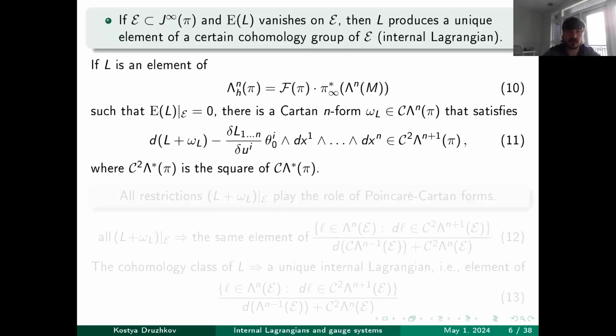Well, let's discuss internal Lagrangians, these elements of certain homologies that encode Lagrangian formalism. Let L be an element of this module of horizontal n-forms, that is, n-forms on the base space pulled back to our infinite jets, and with coefficients in smooth functions. We call such forms horizontal n-forms, and if L is a horizontal n-form such that its variational derivative vanishes on the equation manifold, then there is a Cartan form omega L that satisfies relation 11. So here we have the Dürand differential of our horizontal n-form plus the Cartan form minus the corresponding variational derivative. This expression is just the Euler operator of the Lagrangian, or variational derivative. So E of L and this expression are the same. This is the definition of the Euler operator in coordinates.